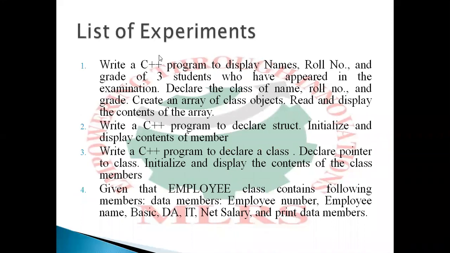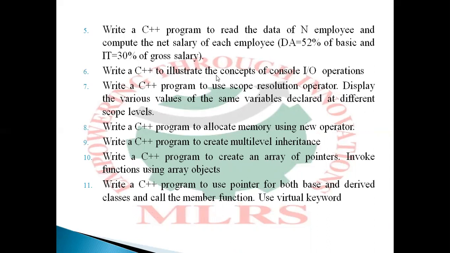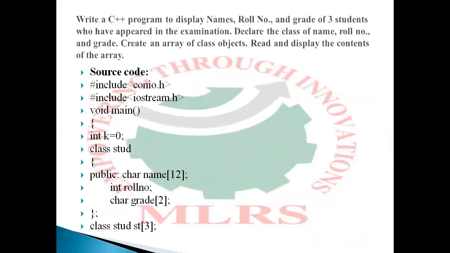Now these are the list of experiments according to the academic plan. So we have to execute all these programs. These are the list of experiments. In total, we have 11 experiments according to the academic schedule. So we have to execute all these programs.